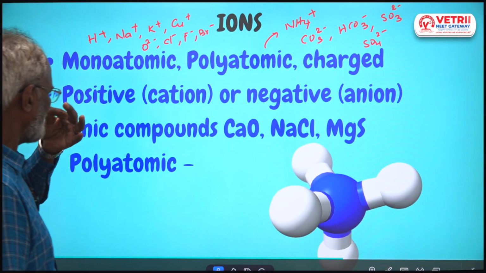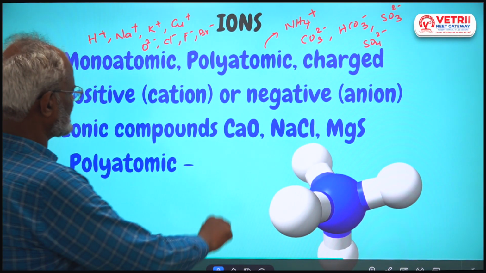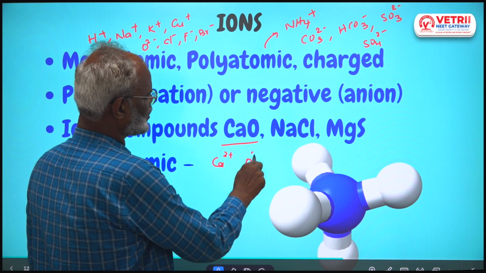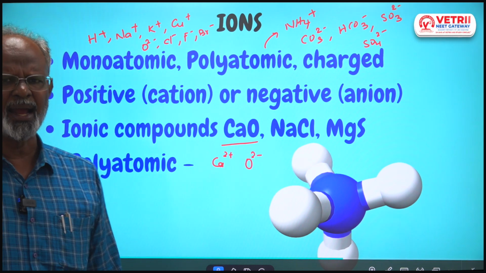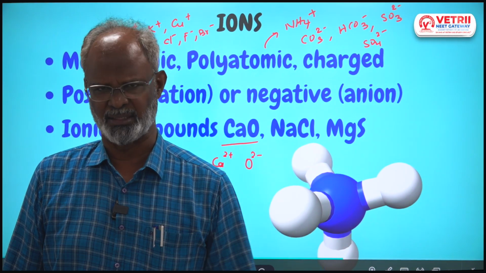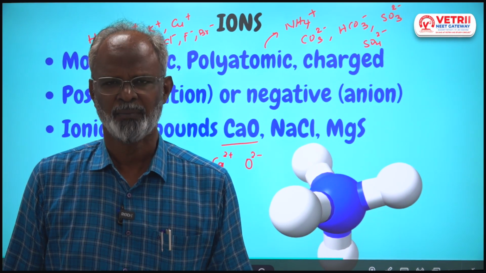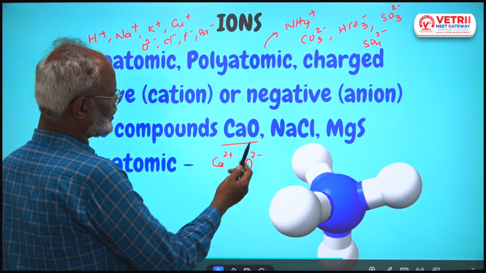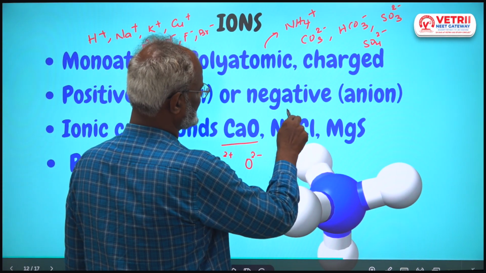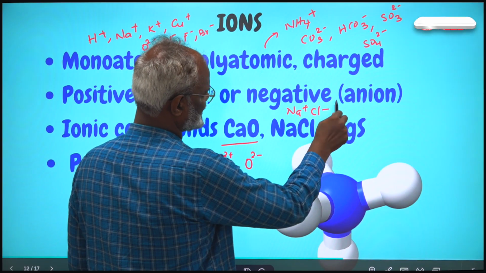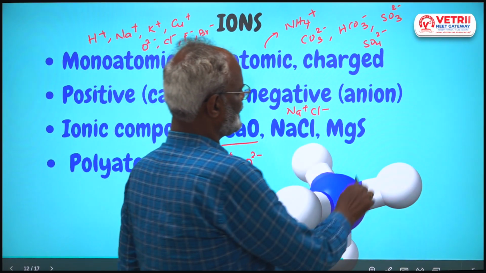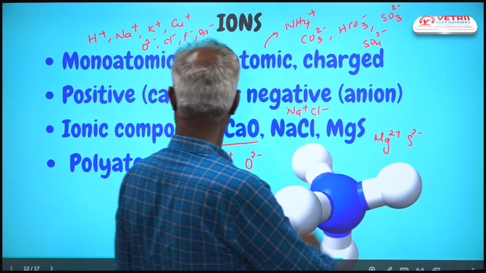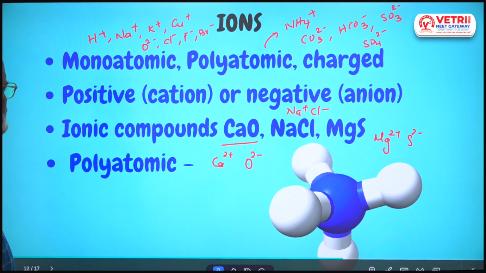For now, we will take some ionic compounds. Calcium oxide has calcium 2+ cation and O2- anion. You must understand that molecules are neutral as such; they don't have any charge. If they have a charge, then we call them ions. If you take NaCl, it has Na+ and Cl-. Magnesium sulfide has Mg2+ and S2-. These are some of the ionic compounds.